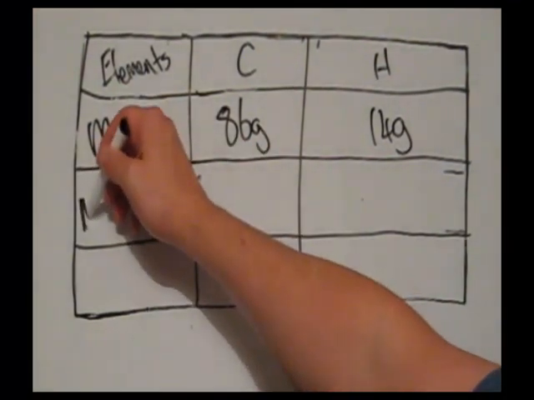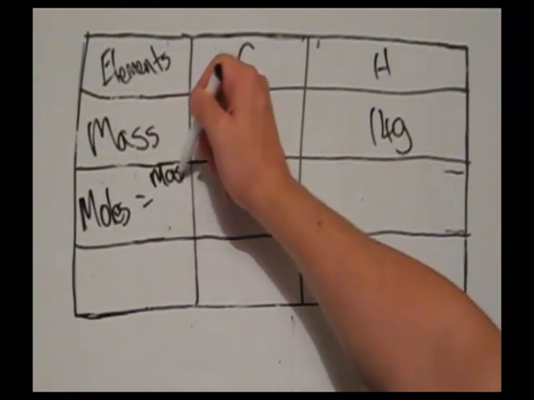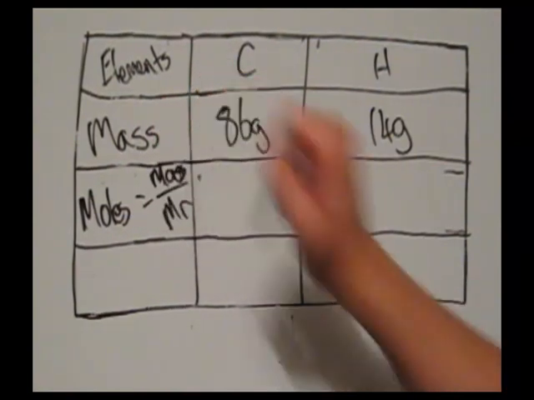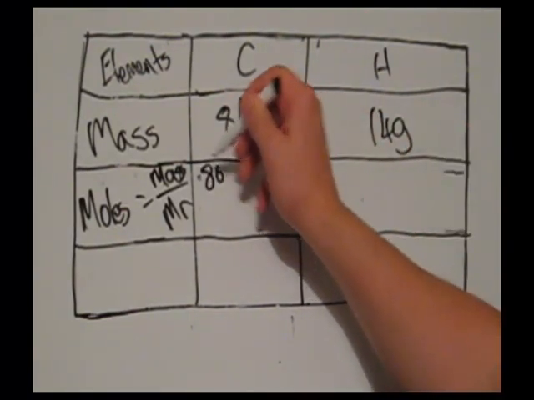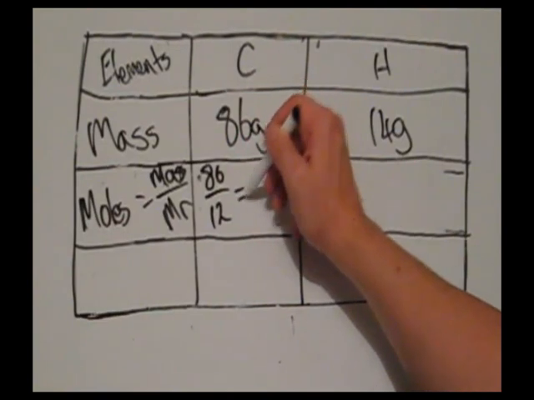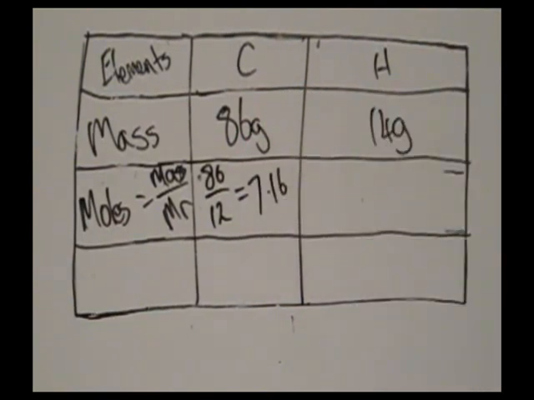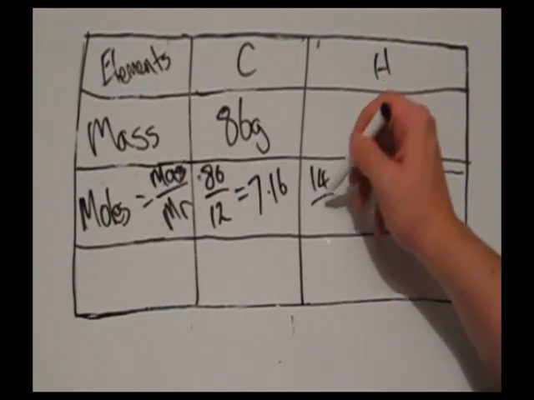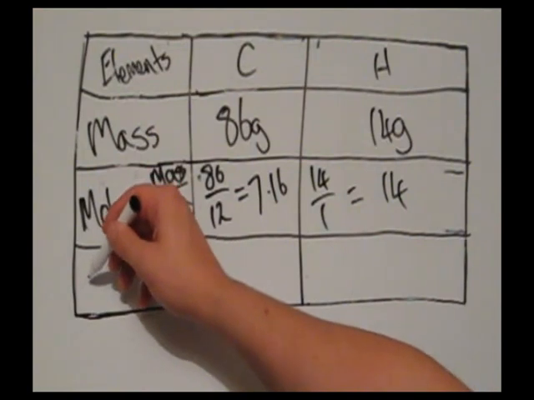The next row down is going to be moles, and using our calculation from before, moles equals mass divided by the molar mass. And so we're going to have 86 divided by 12, and that gives me 7.16 moles of carbon. And then I'm going to have 14 divided by 1, and that gives me 14 moles of hydrogen.